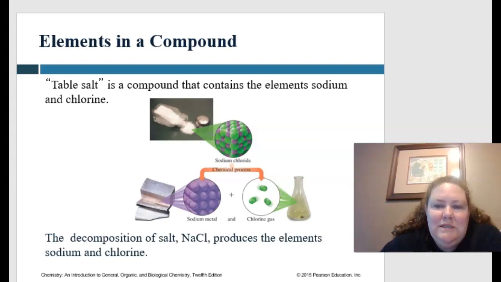When we look at elements that make up a compound, again, we're going to talk a lot about table salt because that's one that we use quite a bit. This is a compound that contains the elements sodium and chloride. When we decompose or break apart the salt, and again, the chemical formula for that is NaCl, this is going to produce the elements sodium and chlorine. So you can still break apart that compound into its constituent elements.